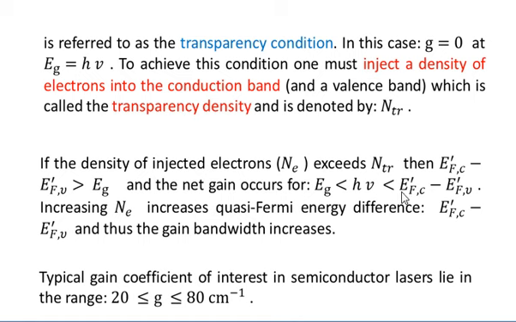Because h nu is less than the difference of these. If the difference is greater, you have more flexibility, that is, more states will be available, or you can say that the gain bandwidth will increase with the increase of the difference between these two quasi-Fermi levels. This will happen only when you increase Ne beyond the value of NTR.